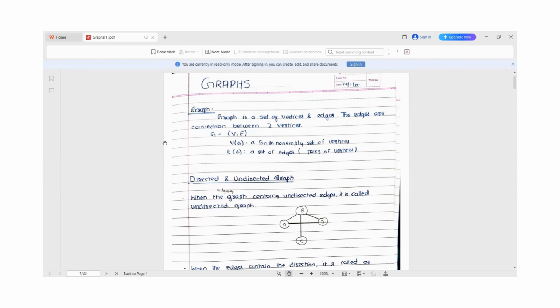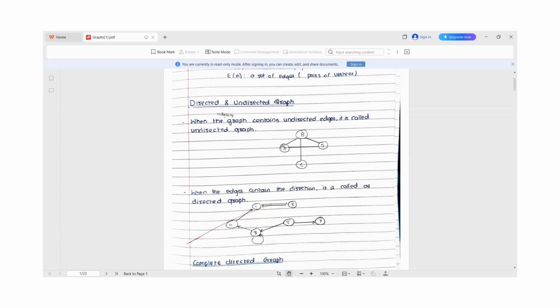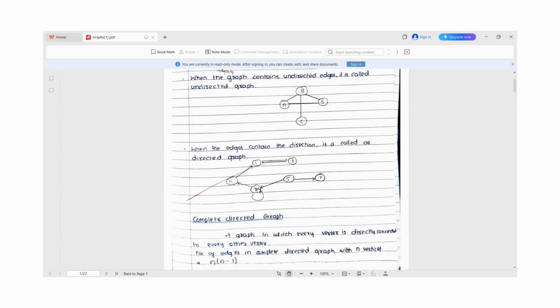Depending on the connections, there are multiple types of graphs. First, directed and undirected graph. When the graph contains undirected edges, then it is called an undirected graph. What does it mean? Here, in this diagram, there are multiple edges between A, B, C, and D, but none of the edges has an arrow. That means it is an undirected graph. On the contrary, here we can see that there is an arrow from node 11 to node 1, from node 9 to node 7, node 11. These are called directed graphs.